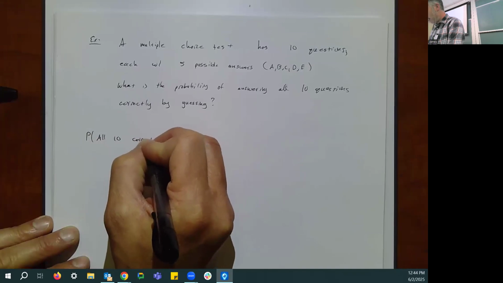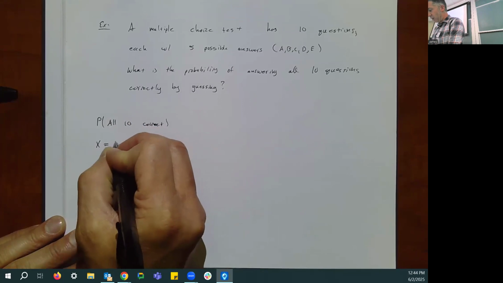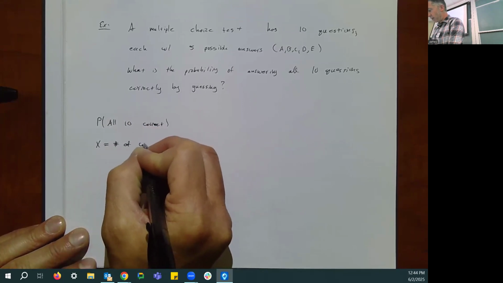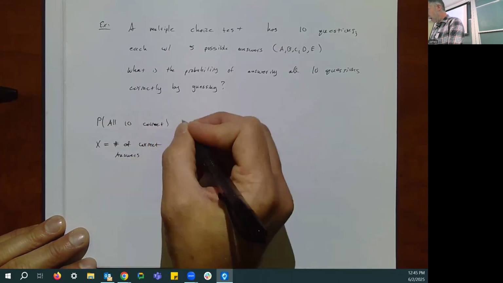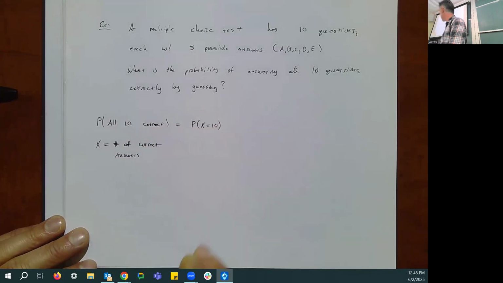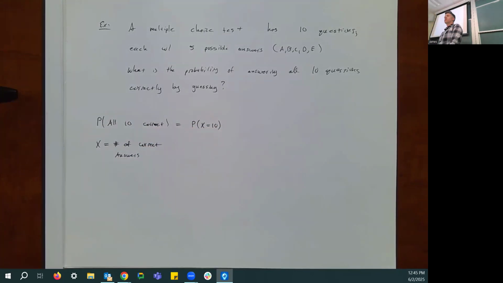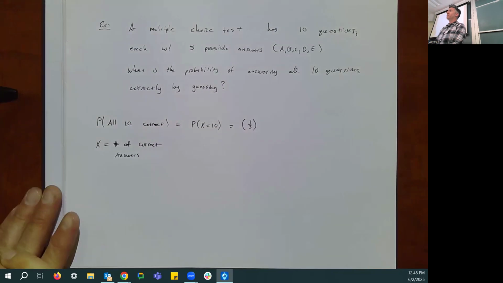Or another way you could write this, people often do this where they say, we're going to let X equal the number of correct answers. And then we're going to say, what's the probability of getting X equal to 10? Well, what's the probability of getting the first question right? 1 out of 10 or 1 out of 5? 1 out of 5.